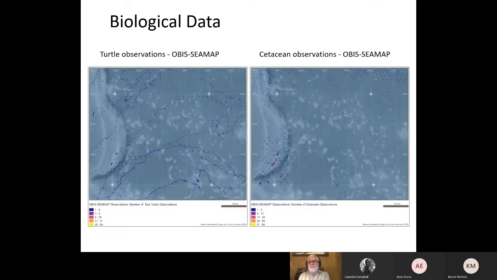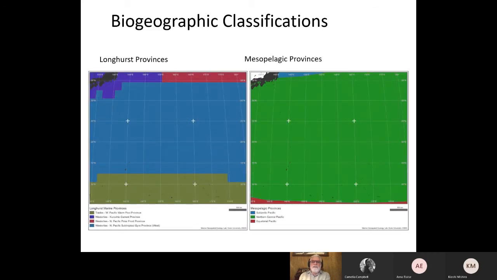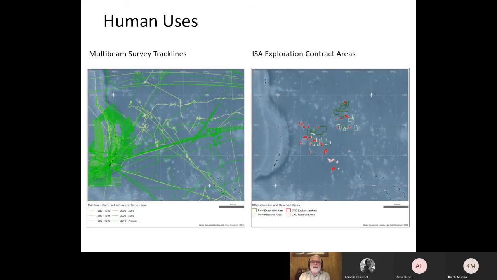In addition to benthic biodiversity, we have some megafauna biodiversity. So here's turtle observations from OBIS-SEAMAP and cetacean observations from OBIS-SEAMAP as well. Much of this is from telemetry data for the turtles. We have biogeographic classification system data from the GOODS Bathyal provinces and GOODS Abyssal provinces maps. We have broader Longhurst provinces for both the surface and mesopelagic provinces. And human uses, so here multi-beam survey track lines, as well as the ISA exploration and contract areas.